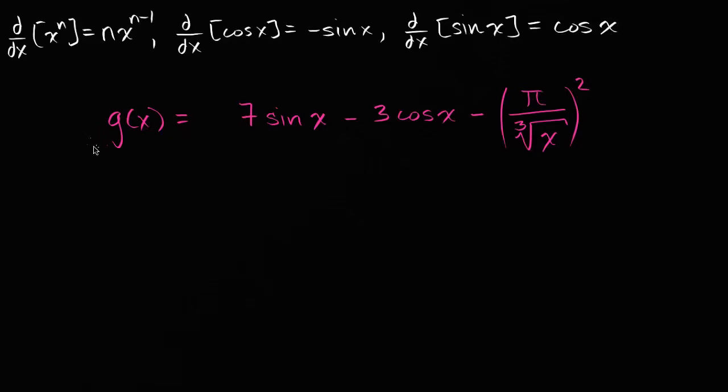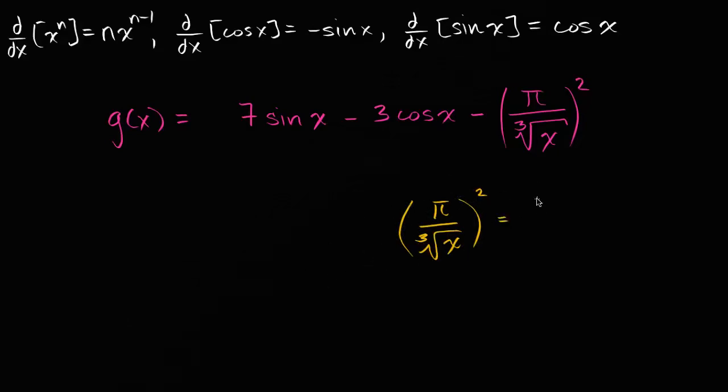So probably the most intimidating part of this, because we know the derivative of sine of x and cosine of x, is this expression here, and we can just rewrite or simplify it a little bit so it takes a form that you might be a little bit more familiar with. So actually, let me just do this on the side here. So pi over the cube root of x squared, well, that's the same thing.